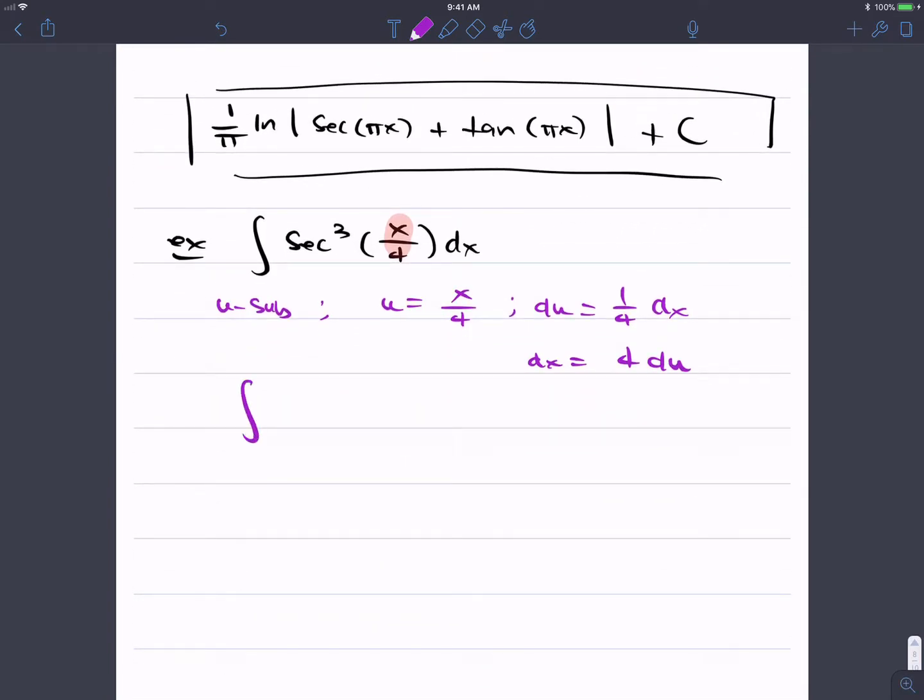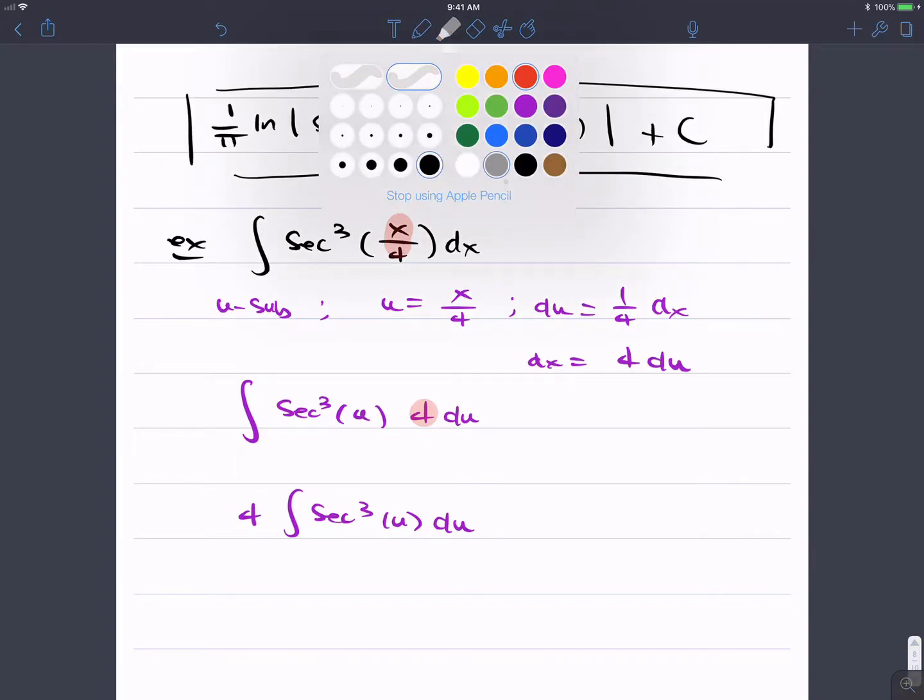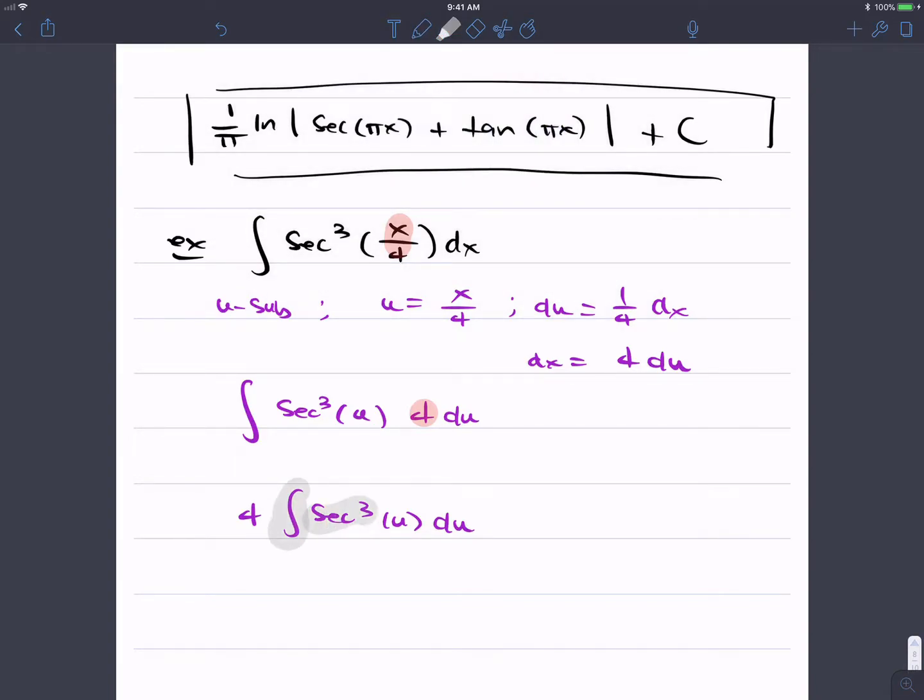So we integrate here, secant cube, this will be u now, and now I have 4 du. We're going to factor out that 4 by properties of integrals, bring it outside my integral sign, and now I'm left with the idea here that I have to have or know the integral of secant cube.